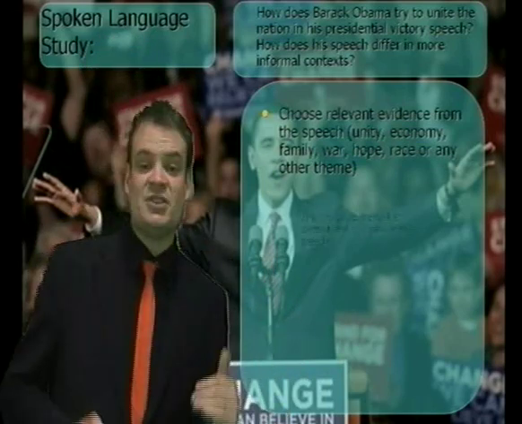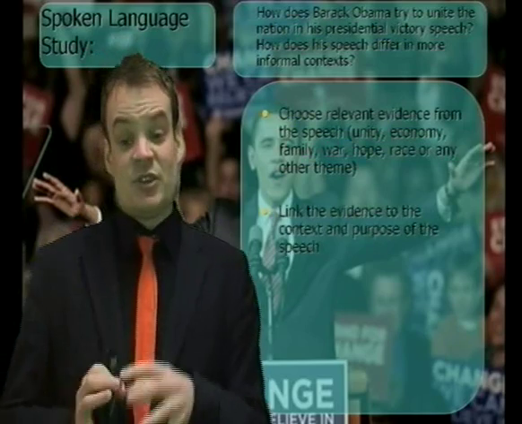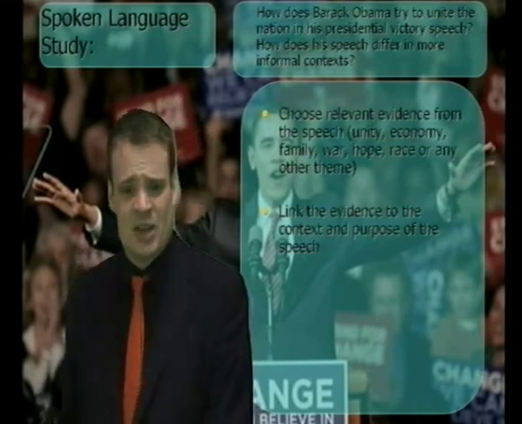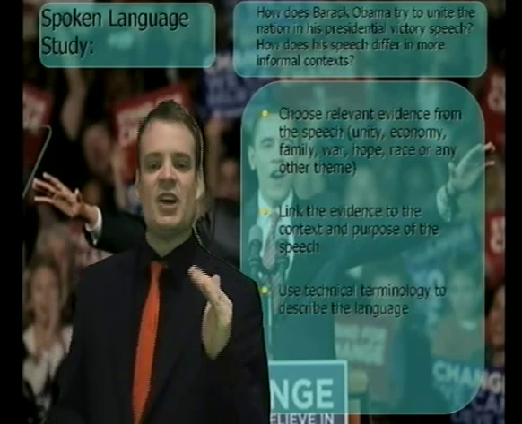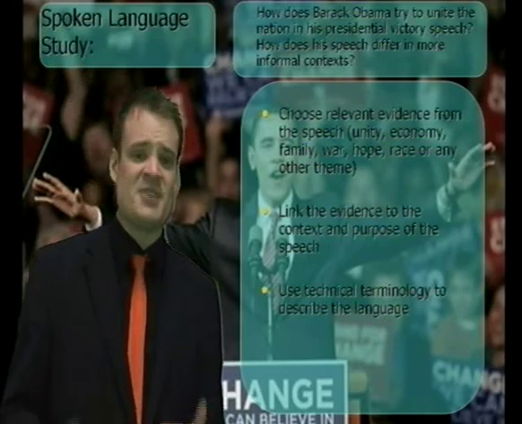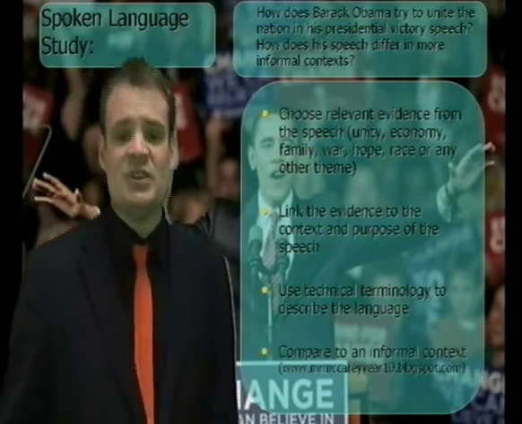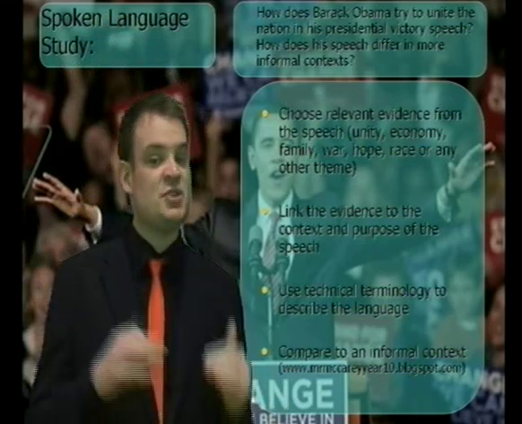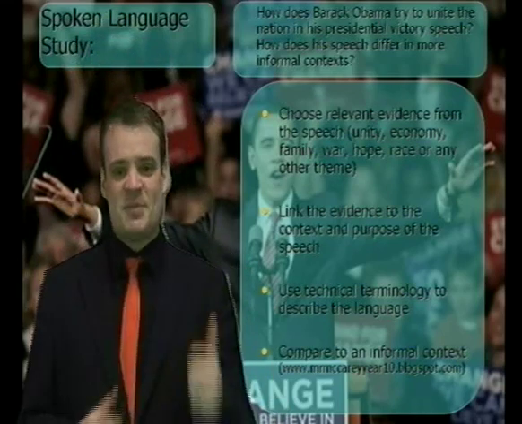Once you've chosen that evidence, you have to link the evidence to the context and the purpose of the speech. Why is he saying what he's saying? Where does it come from and what's he trying to achieve? When you've done that, you need to use technical terminology to describe the language, and finally, you need to compare your quotation from the speech to something from a more informal context, which you can find in the videos on my blog. Hope it's been helpful.